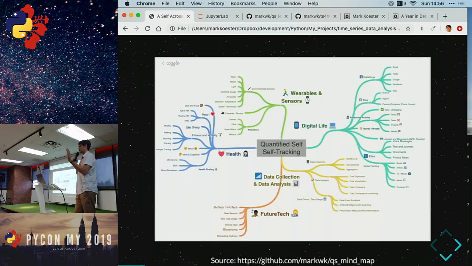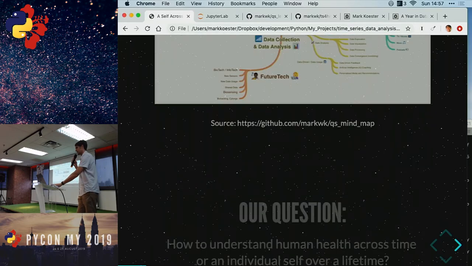So the quantified and self-tracking space has all kinds of different parts. I work in the productivity space, time management, and there's a big part of the quantified self that's around wearables and sensors and health. So that's what we're going to mostly focus on today. But it's a very big space. If you look up quantified self on the internet, there are hundreds of apps. If you have any questions about how to track anything, you can ask me during the Q&A.